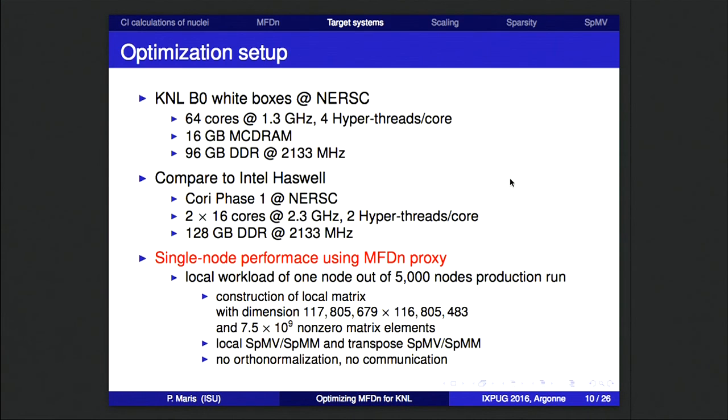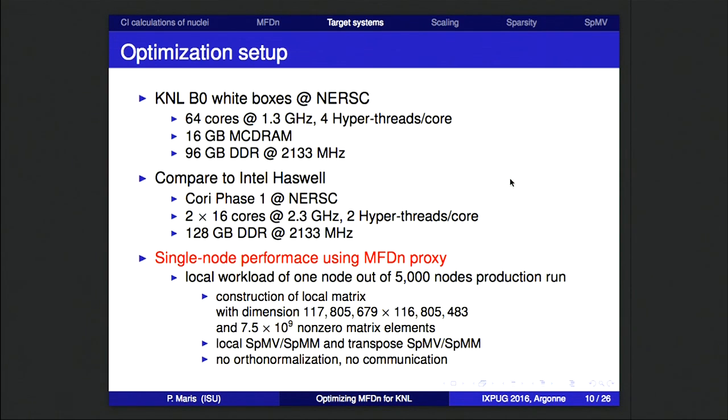So what I did was I create a workload for one particular MPI rank or one particular block of my matrix that would run on 5,000 nodes. So I simulate one node out of those 5,000, which leads to, if I have one MPI rank on that one node, a local matrix of about 100 million by 100 million with about 8 billion non-zero matrix elements. And all of the results that I show are based on this proxy for the actual calculation.